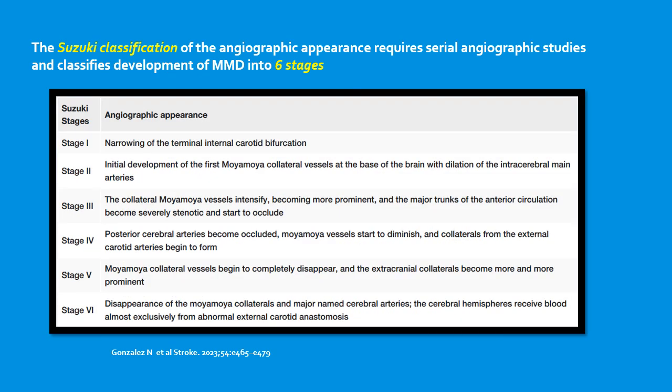The Suzuki classification of the angiogram requires serial studies and classifies development of MMD into 6 stages. In stage 1, it begins with the narrowing of the terminal ICA. In stage 3, there are prominent collateral Moyamoya vessels, and in stage 6, there is disappearance of the collateral vessels and the major cerebral arteries, and the brain gets its blood supply almost predominantly from external carotid artery anastomoses.